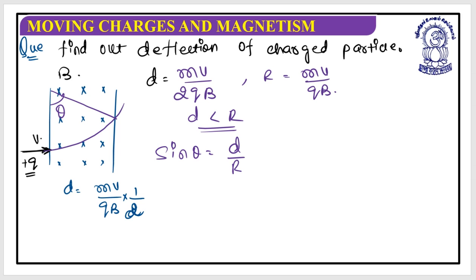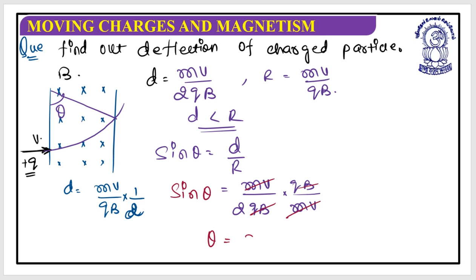Sin theta equals d by r, and this d equals mv/2qB, divided by r, which equals mv/qB. So this both cancels, and sin theta equals half. That means theta equals 30 degrees. Sin theta is half, which equals 30 degrees.